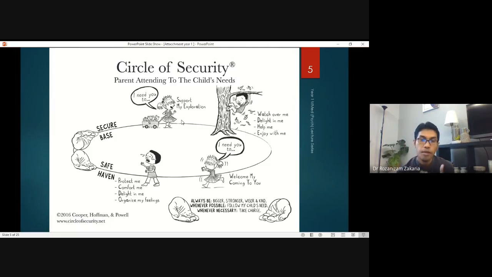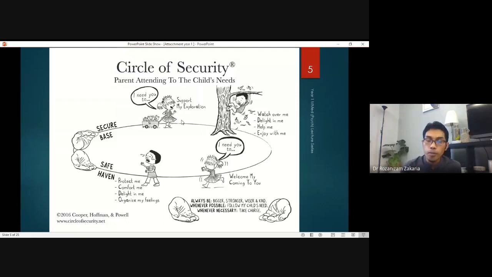The secure base provide protection, comfort, happiness, and help the person to organize dia punya feeling. Alright, so at the same time, dia akan grow, dia akan explore. But whenever dia feel insecure, dia akan come back to secure base. Alright, now the proper attachment ada this component. Dia ada secure base, dia ada exploration, and dia akan ada tendency untuk come back to secure base once they feel uncomfortable. So this is what we meant by circle of security.